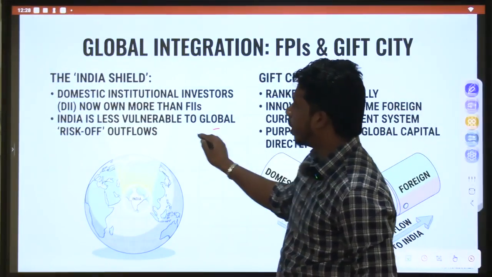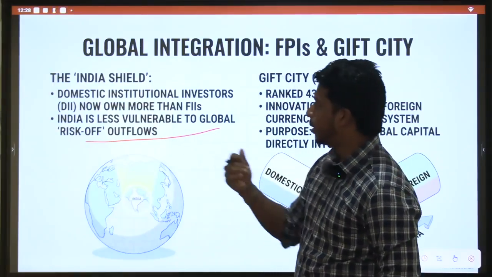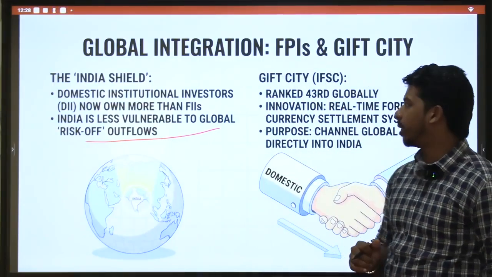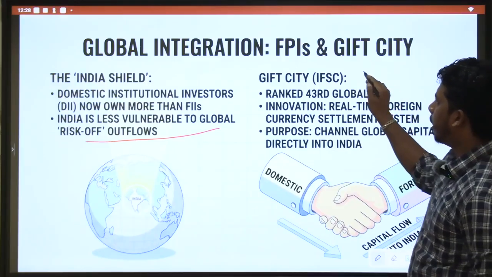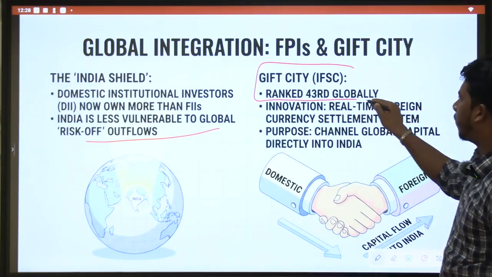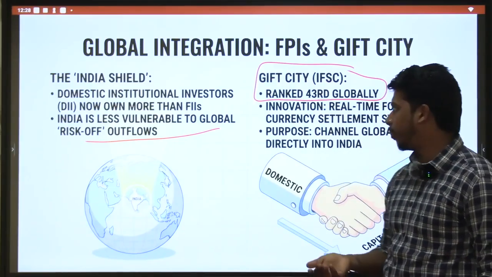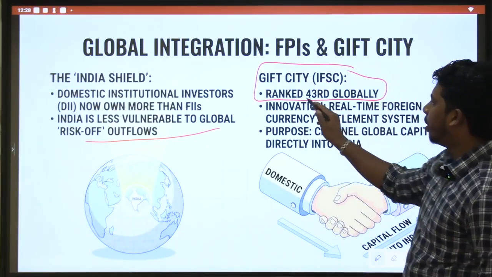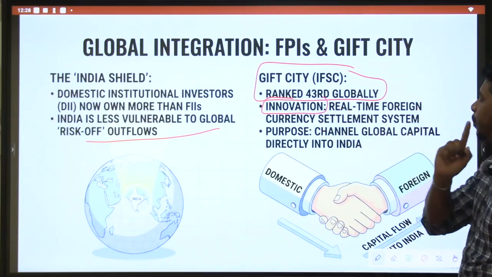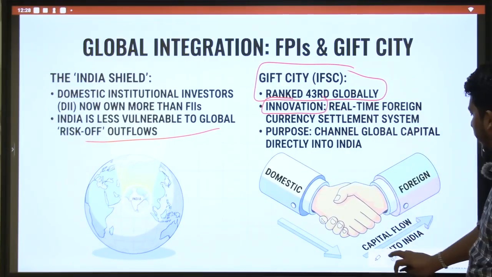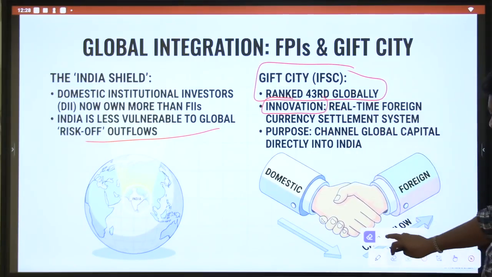Now India is less vulnerable to global risks because we are now more dependent on domestic investors, not international investors. Here we can see the International Financial Center of India ranking 43rd. It is recently established, and we will keep on improving. There are many innovations happening in this region. So this is about GIFT City. You can read the facts.